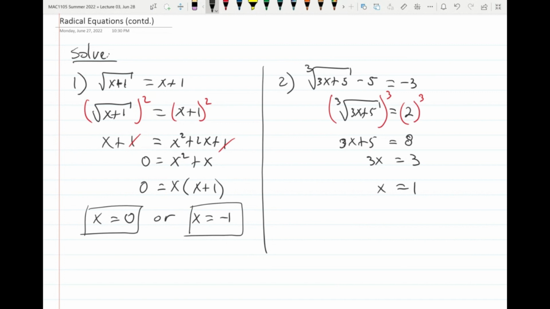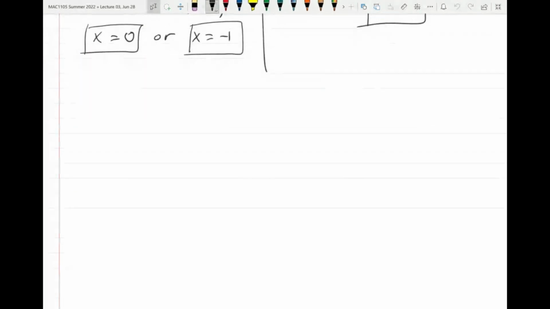And once again, visually plugging in here. Let's see, if we plug in 1, we're going to get 3, plus 5, that's an 8. Cube root of 8 is 2. Minus 5, that's negative 3. So we're good. Questions? Okay. And then let's do the last one.